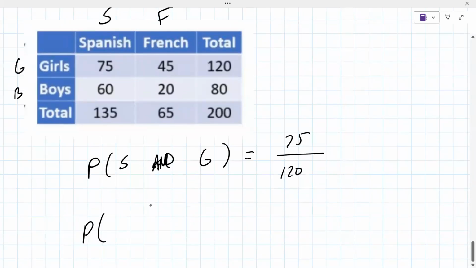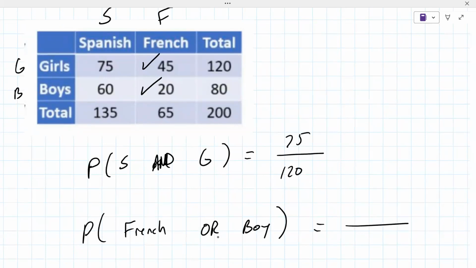So what is the probability of French or boy? Or is a collection of cells. So it's either French is okay or boy is okay. If it's in the French, that's okay. If it's in the boy, it's okay. So that would be 80 over 200. Nope, you've got three cells to add up. Oh, and then that would be over 200. Yes, so that would be 60 plus 20 plus 45 over 200.